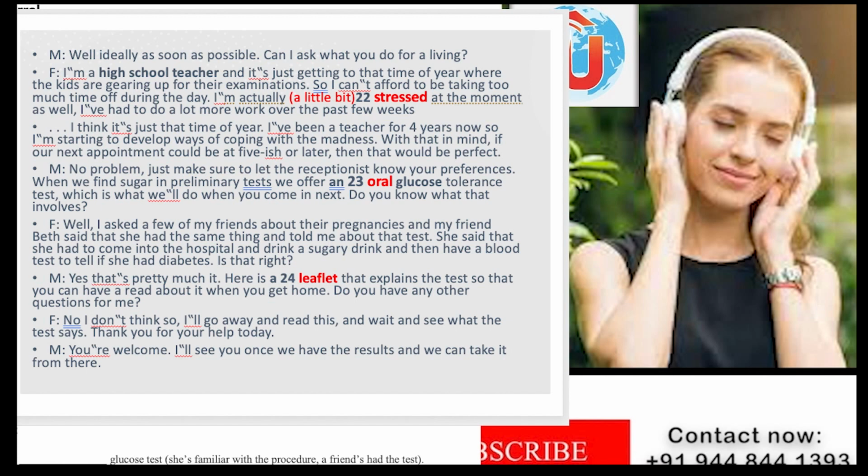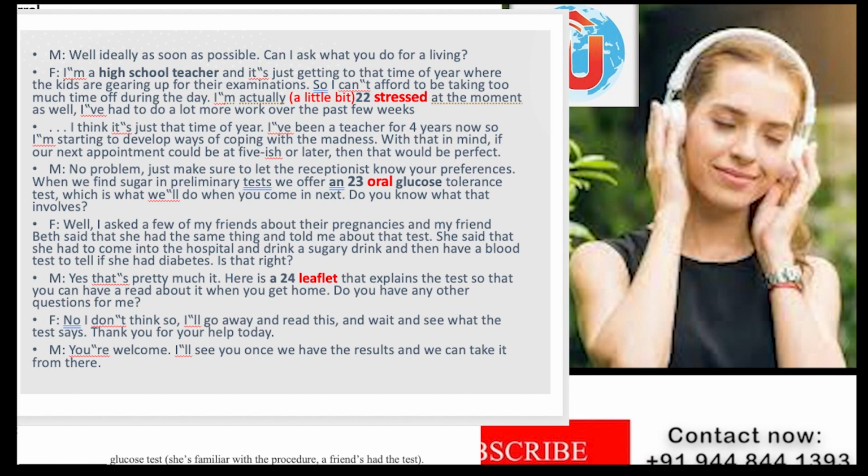No problem. Just make sure to let the receptionist know your preferences. When we find sugar in preliminary tests, we offer an oral glucose tolerance test, which is what we'll do when you come in next. Do you know what that involves? Well, I asked a few of my friends about their pregnancies, and my friend Beth said that she had the same thing and told me about that test. She said that she had to come into the hospital and drink a sugary drink and then have a blood test to tell if she had diabetes. Is that right? Yeah, that's pretty much it.